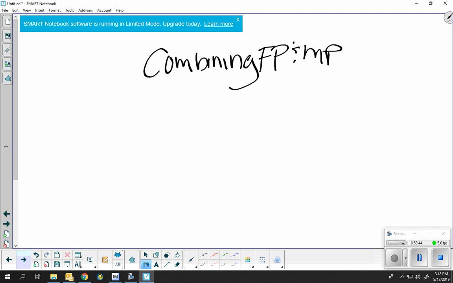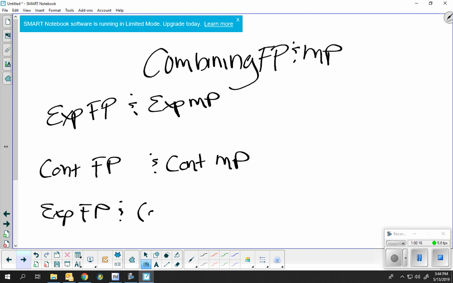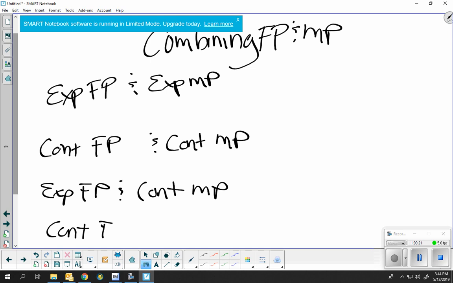Okay, fiscal and monetary policy. I'm gonna find a bank balance sheet as soon as I get you to do this, maybe with your notes or with pairs or with friends or whoever. Expansionary fiscal policy and expansionary monetary policy, contractionary fiscal policy and contractionary monetary policy, expansionary fiscal policy and contractionary monetary policy, contractionary fiscal policy and expansionary monetary policy.